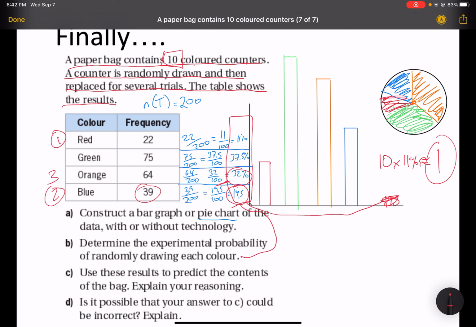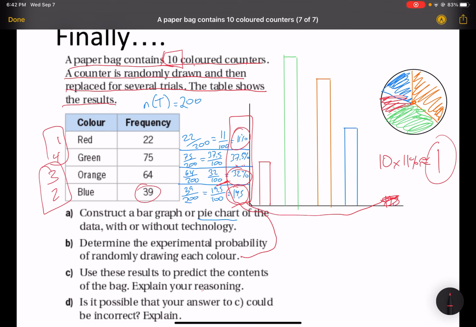Explain my reasoning, because we did it so many times, and we got a number so close to 1. So our 11% of 10 is so close to 1. I mean, for it to be 2, you'd have to have like 19%. No, it's so far away. So that's why I'm very confident in this number.